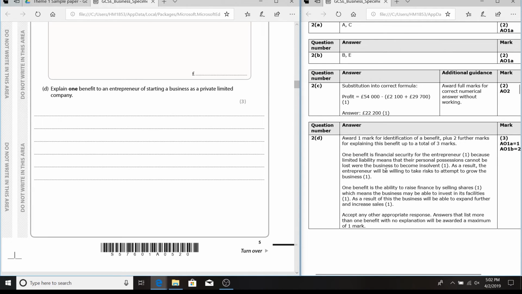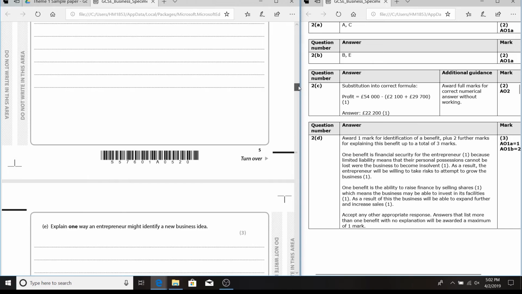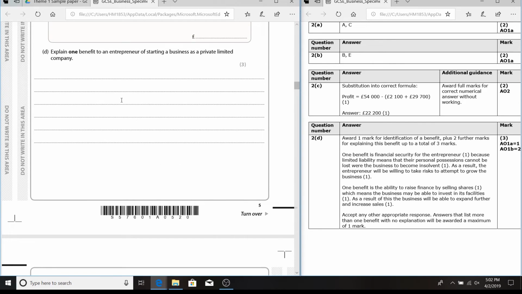All right, so again, don't spend ages on this. You can see potential answers over here. But don't repeat the question and don't write beyond this point here. So 3 sentences and that's enough.